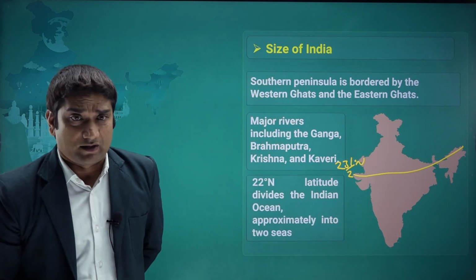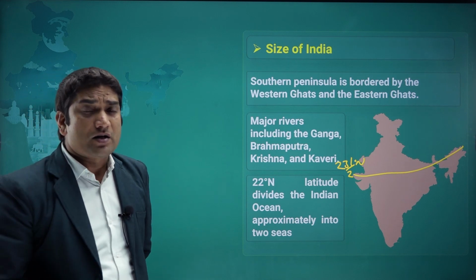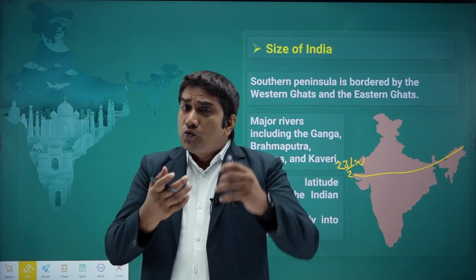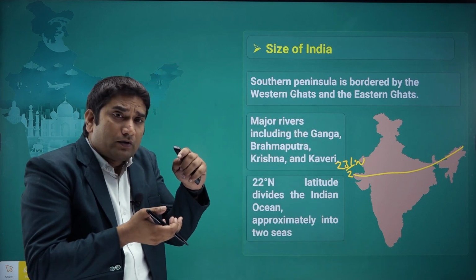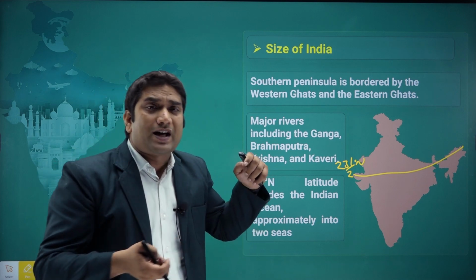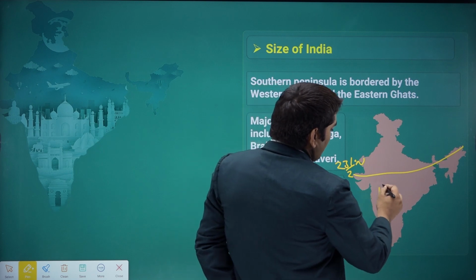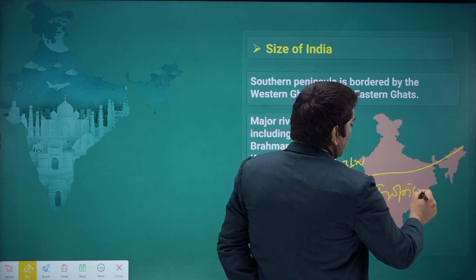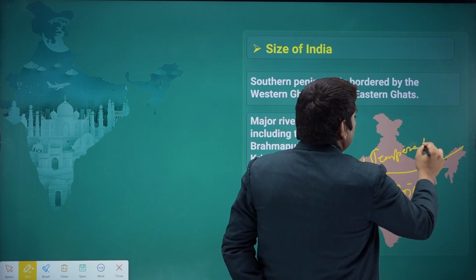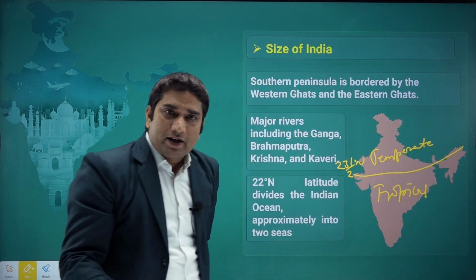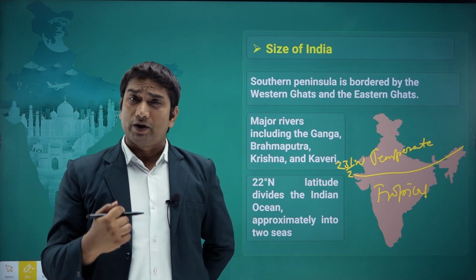Now the Tropic of Cancer is very important. Why is the Tropic of Cancer important? Because it divides India almost into 2 equal parts, or into 2 climatic zones. 2 climatic zones means the southern part is the tropical zone, and the northern part is the temperate zone. So it is dividing India into 2 climatic zones, or almost into 2 equal parts.